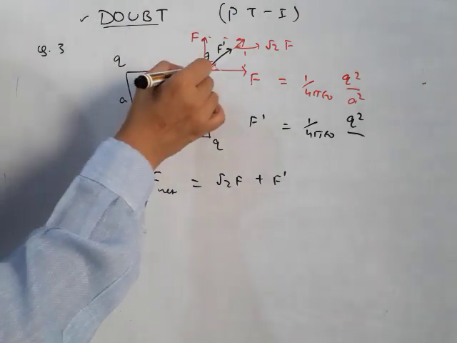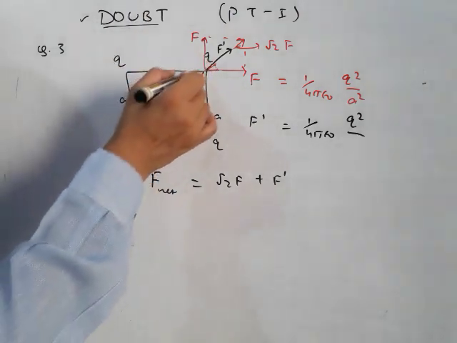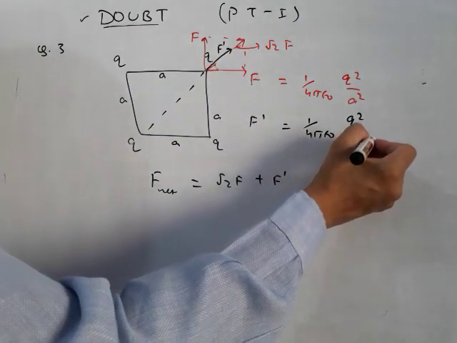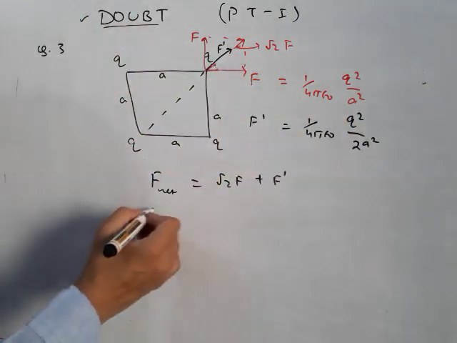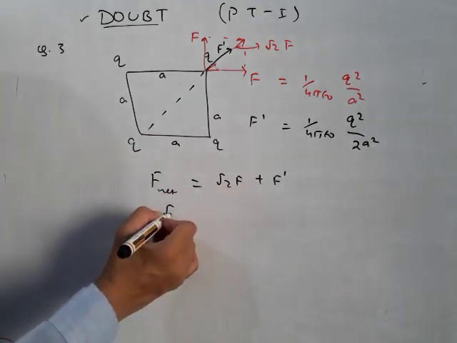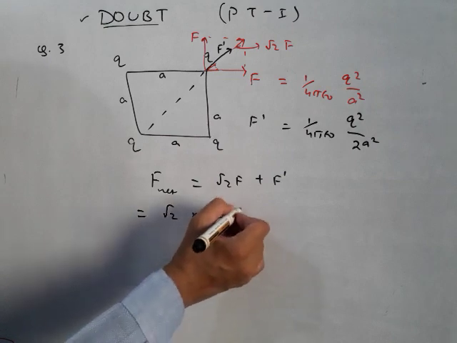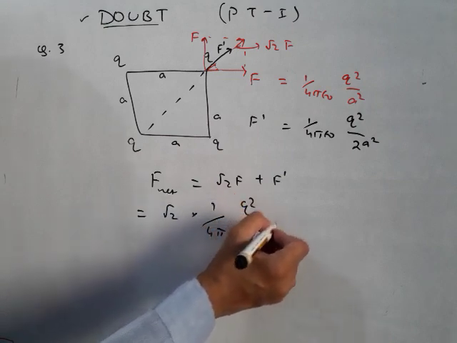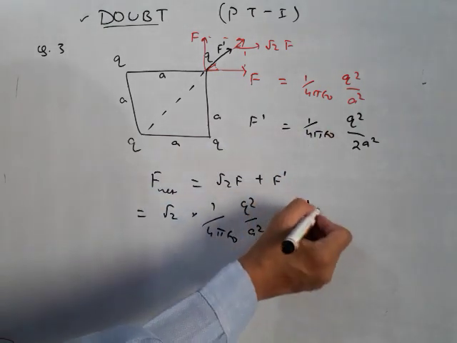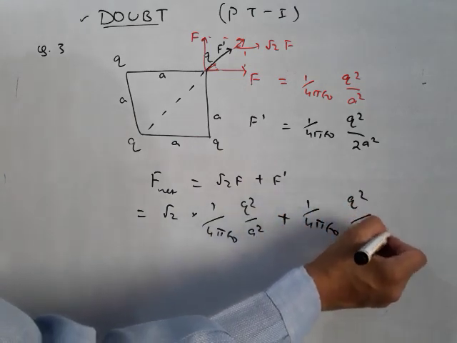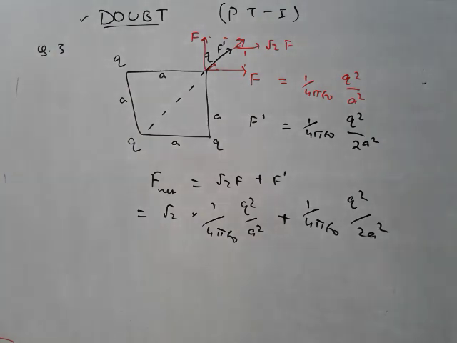Now this square, you can see Pythagoras theorem. This square is this square plus this square. So a square plus a square, that is twice of a square. So if you put these values, how much will you get? Root 2 times F. F is our 1 by 4 pi epsilon naught times Q square upon a square. And what is F dash? F dash is 1 by 4 pi epsilon naught Q square by 2a square. Things you can take it to common, and you will get one of the option as the correct. So this is the method for doing that particular question.